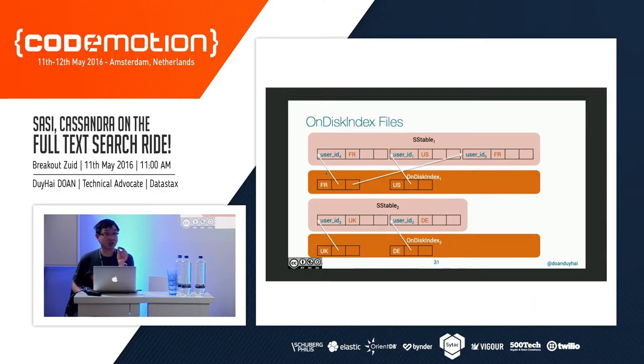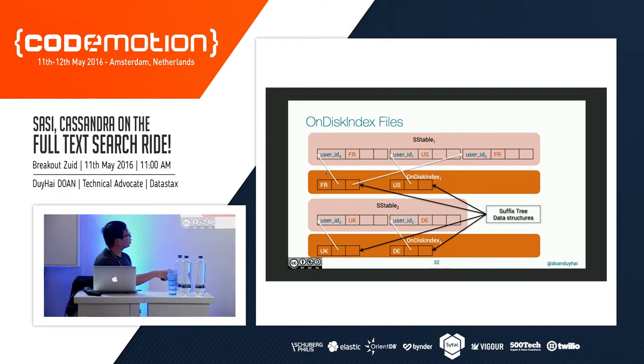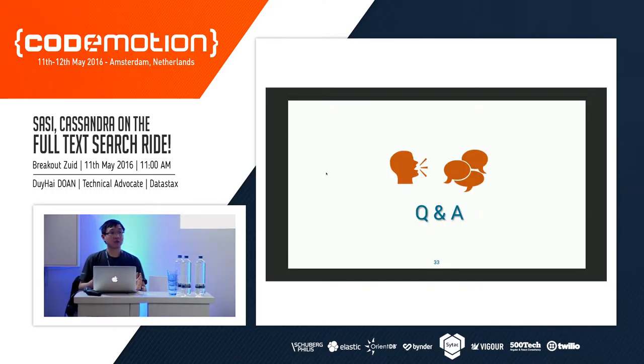Because when you have the exact offset on disk, you will skip a lot of data, right? For example, if I have an index on country, for French users, this is a pointer to the offset of this row, this is the pointer to the offset of this row, and so on. And those data structures, if you are interested, are built using a modified version of suffix tree. Just go on Wikipedia and look for suffix tree, you will see how it works. Any question?